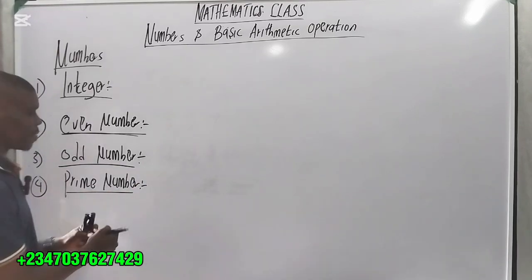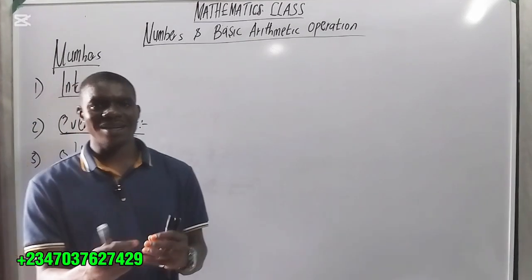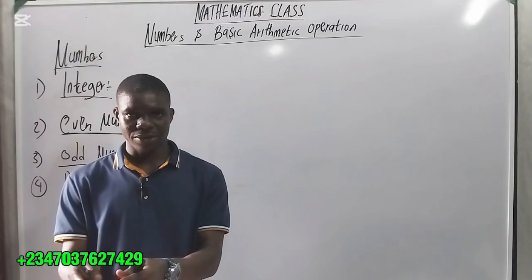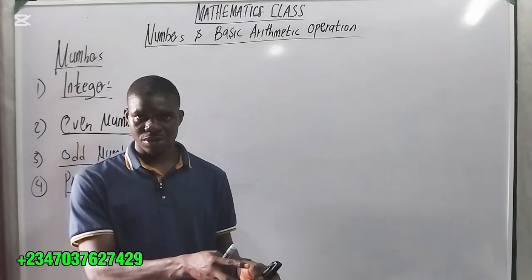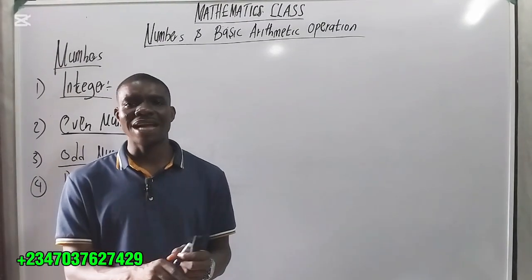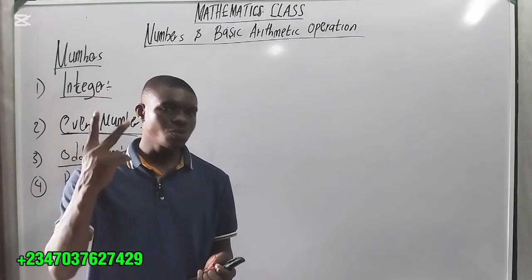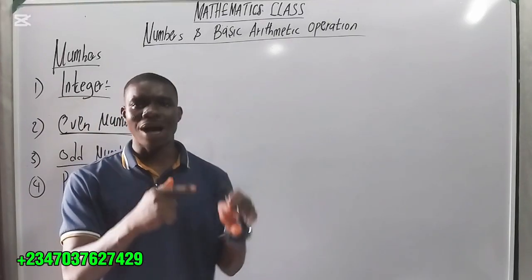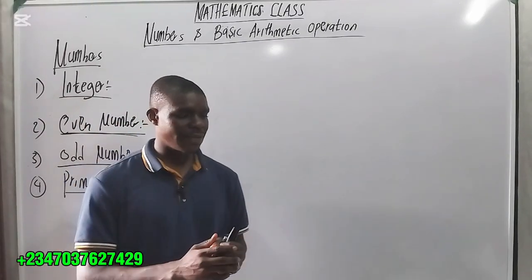Now, what is a prime number? A prime number is a natural number other than 1 that only has 2 factors, 1 and itself. Now let me explain it again.